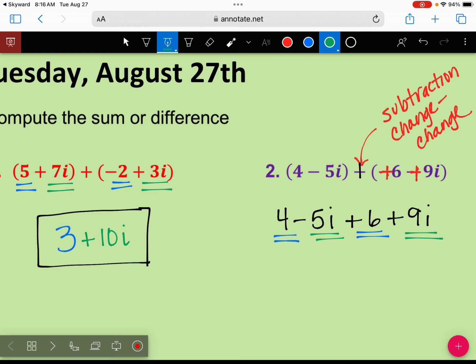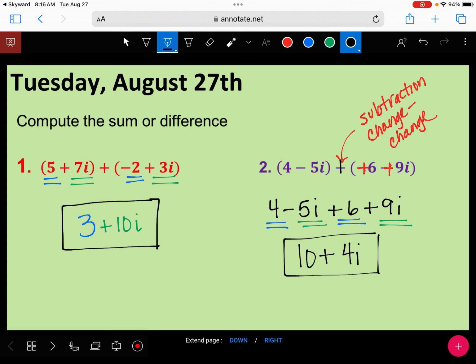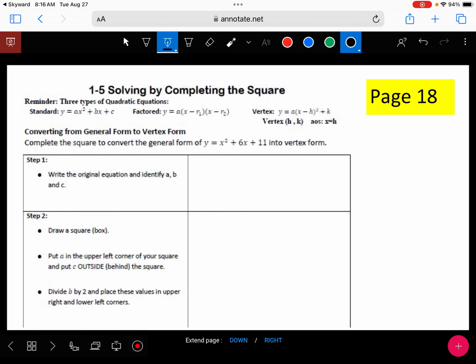All right, so who got 10 plus 4i? 10 plus 4i. Good job. That is your answer. Go ahead, take out your notes. Go to page 18 in your notes. We're going to learn how to complete the square.